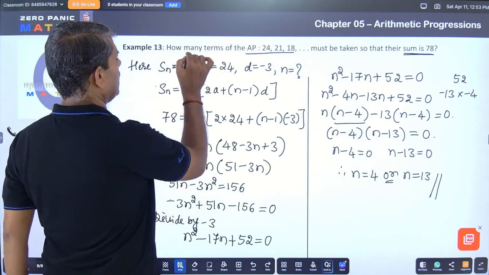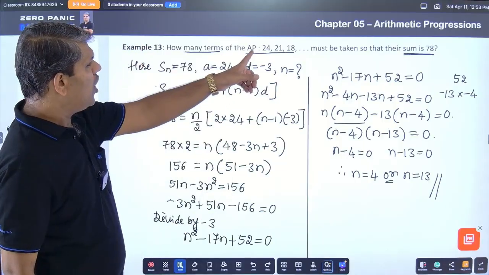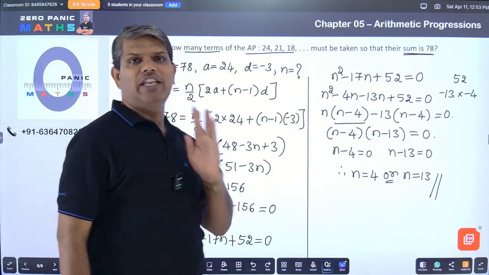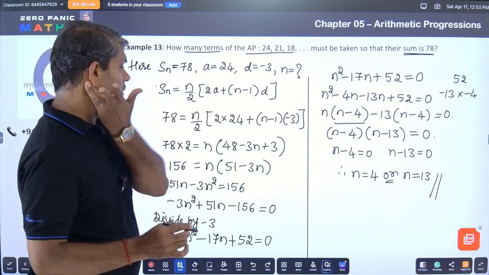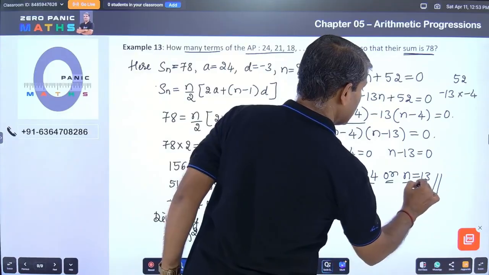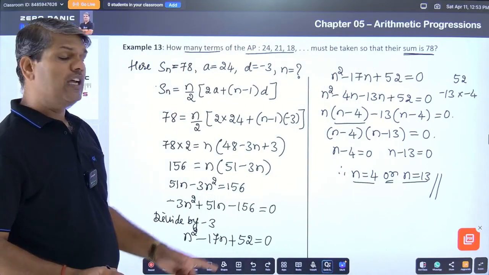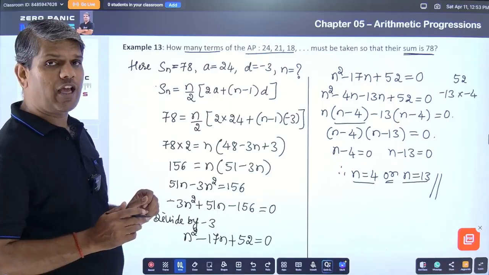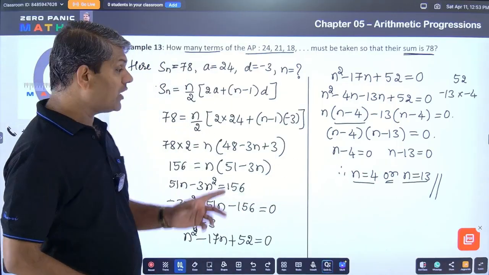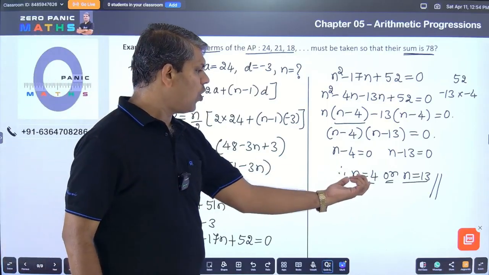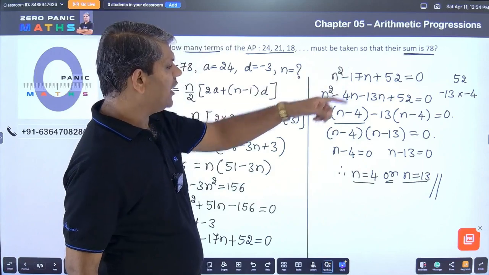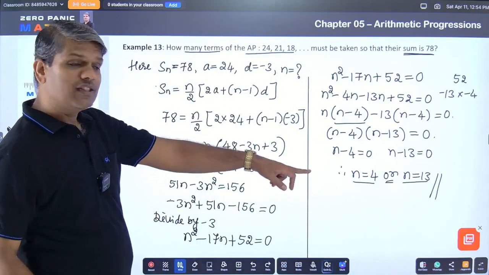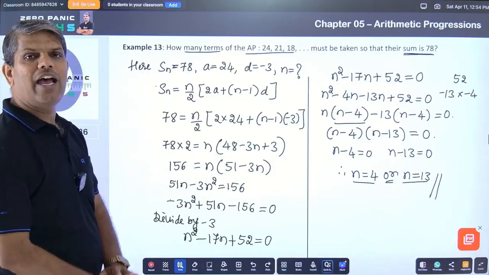How many terms? They are asking how many terms of this AP should be summed up to have the sum as 78. But you got two different values here, n is equal to 4 and n is equal to 13. But what we know is if n is a positive integer, then only we should be considering that value, right? But both are positive integers. So what it means is the sum of the first four terms is also 78, and the sum of the first 13 terms is also 78 in this case. This is a peculiar case where both are the actual values.